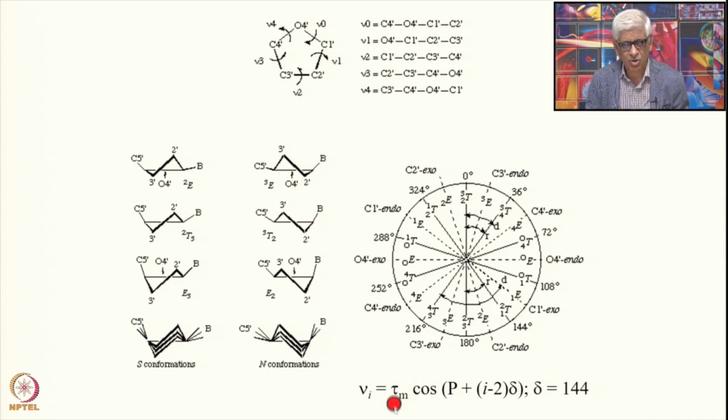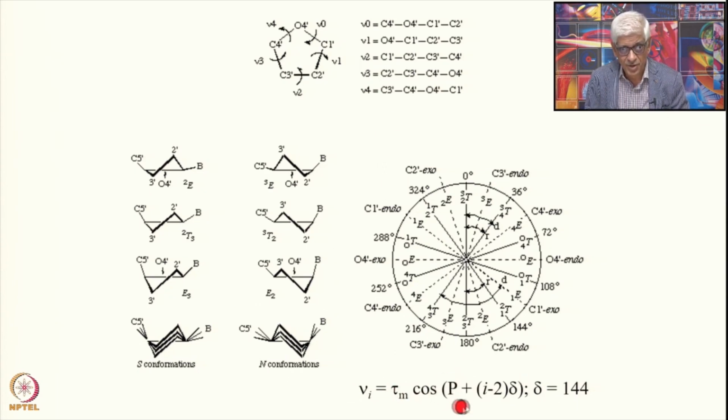This is typically of the order of 38 degrees. Okay, and then the cosine, the P is a value which can take values from 0 to 360, and i minus 2 delta, where delta is a fixed number like 144. You put delta equal to 2 and keep varying i through different values, then you will get different kinds of sugar geometries.